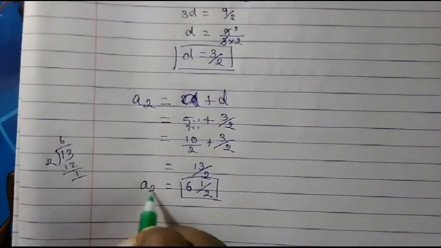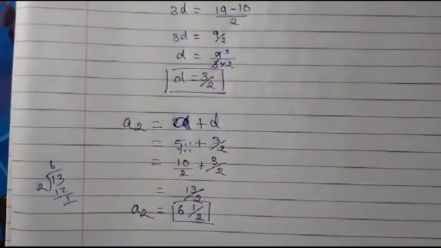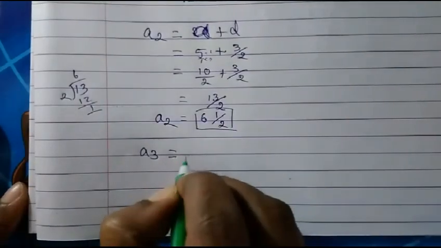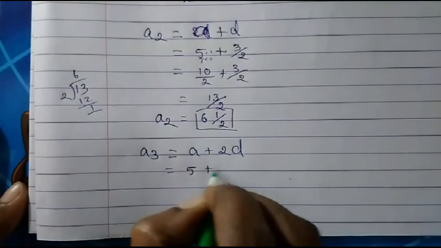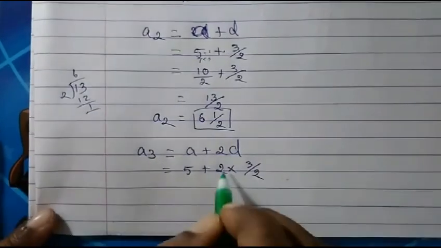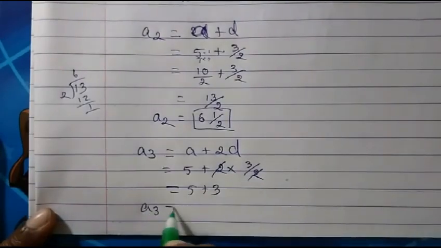This is A2, right? Now for A3, what is the equation? A plus 2D. A we know, A is 5, and 2 into D, D was 3 upon 2, the 2 will get cancelled. So we have 5 plus 3. So A3 will be 8.